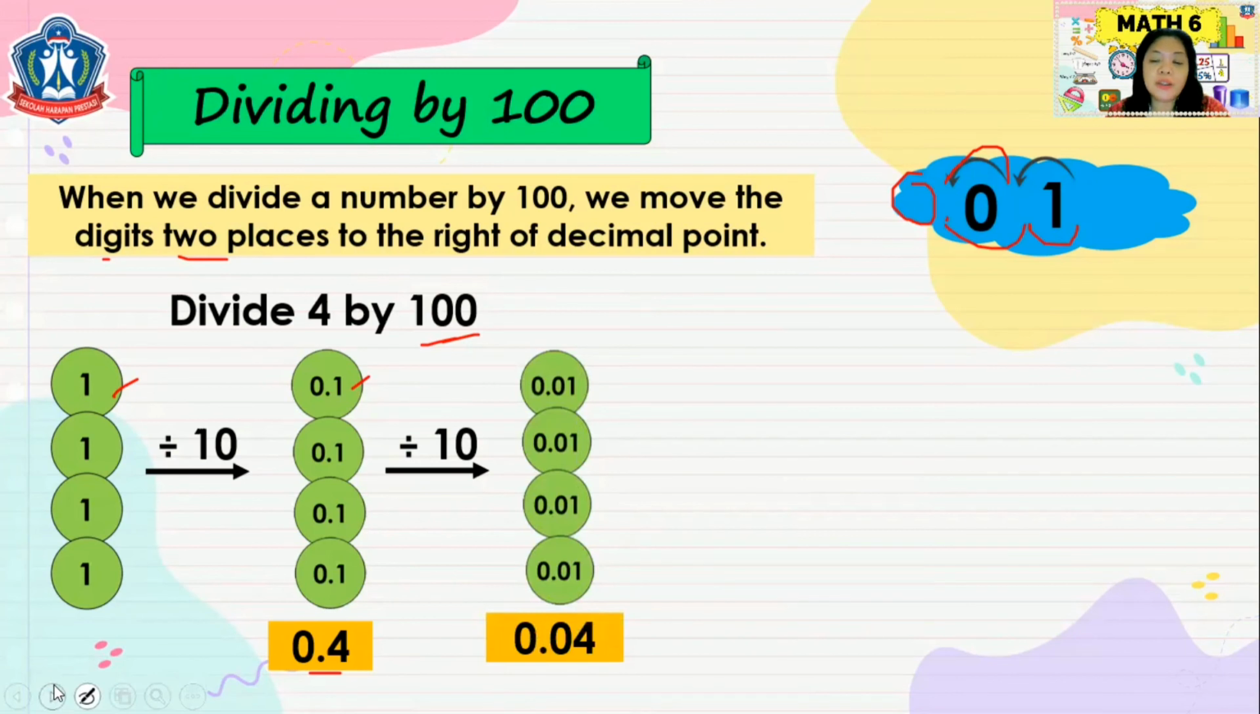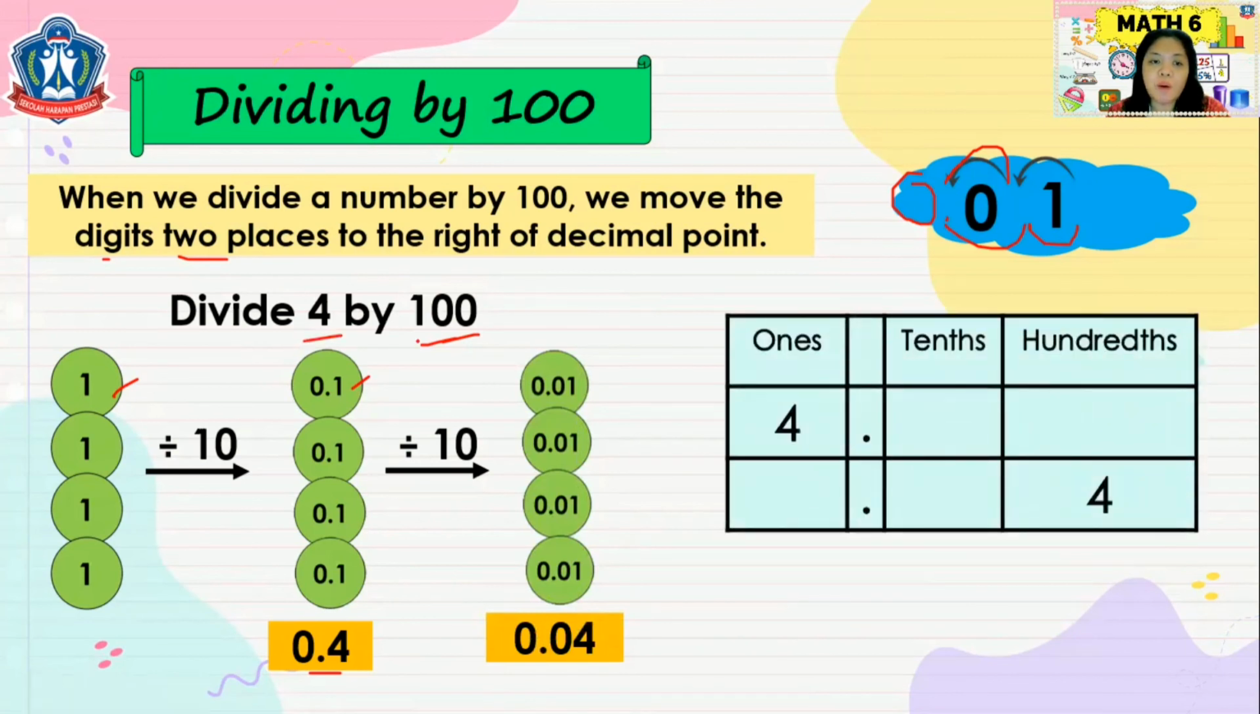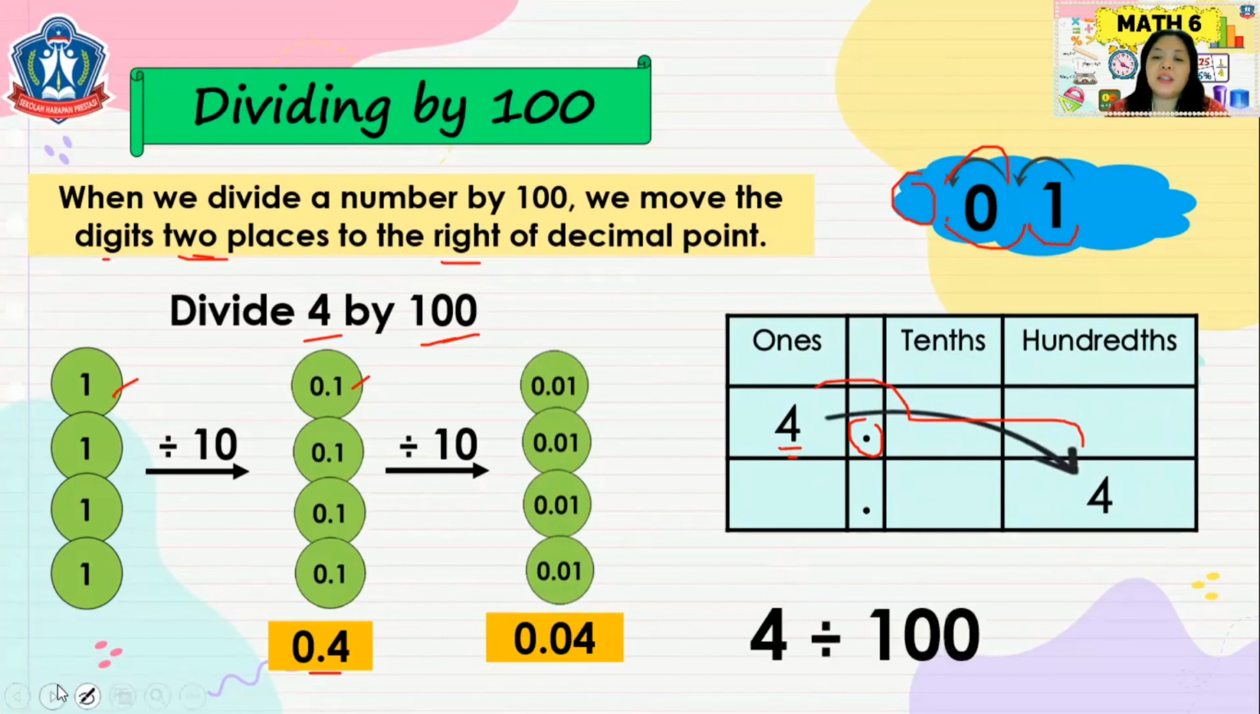So 0.4 divided by 10 is equal to 0.04. So using our table, the digit 4 is in the ones place. Since we will move this digit to the right side of the decimal point 2 places, from ones, it will move 2 times. So we have tenths, hundredths. So the digit 4 now is already in the hundredths place. So 4 divided by 100 is equal to 0.04. So children, that's how to divide decimal numbers by 10 and 100.